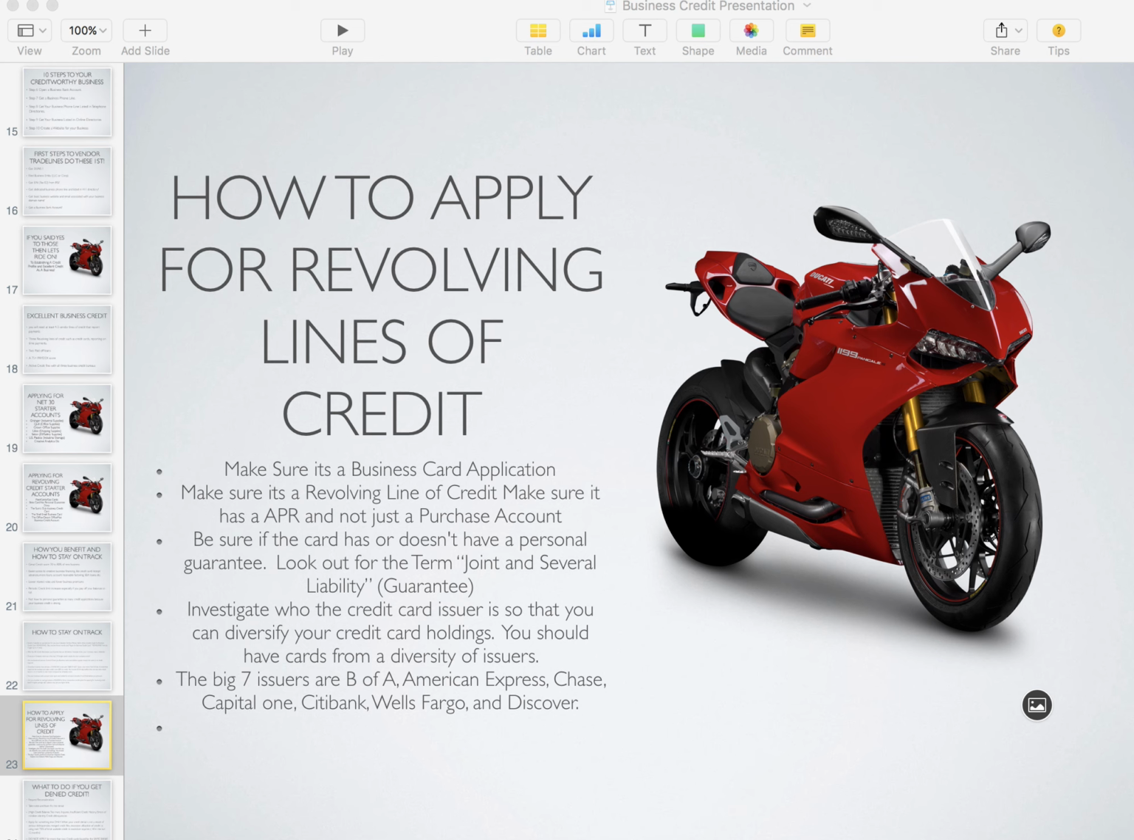Well, some of the things you want to do at this stage, when you are applying for business credit, is make sure, number one, it's a business credit card application. A lot of times, the credit companies will throw out an application that wants a lot of your personal information. Make sure that you're applying for a business credit card, and make sure it's a revolving line of credit, because previously we've already built the net 30 accounts.